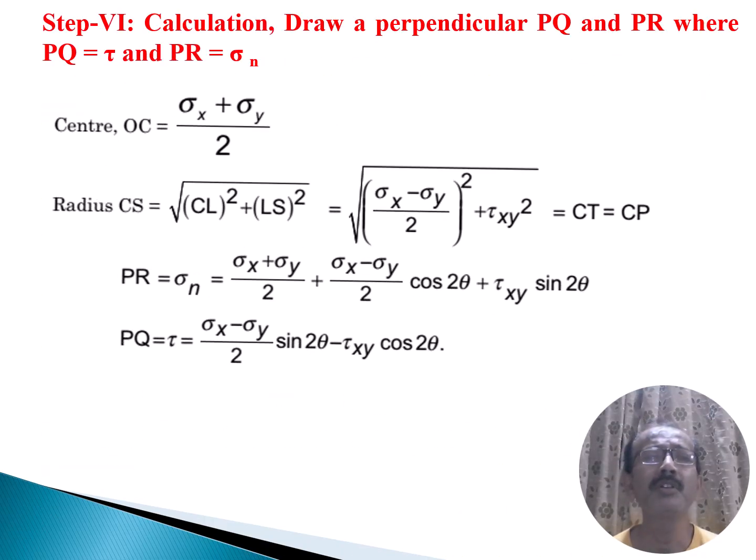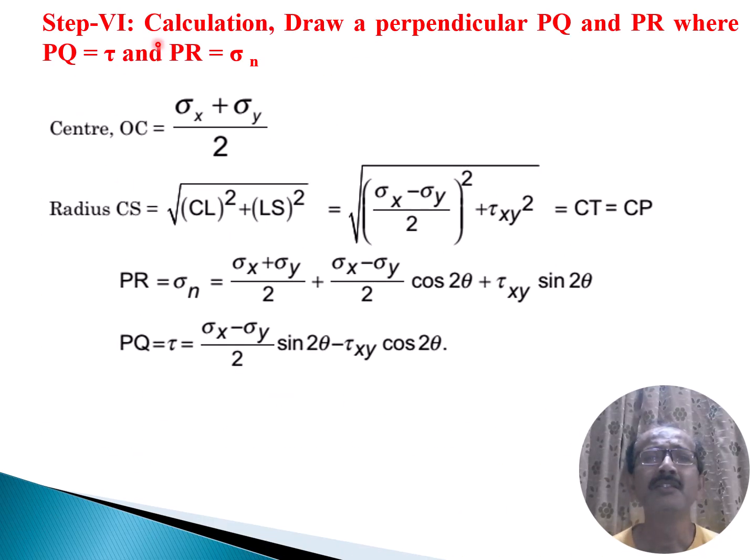Next, step number 6, the calculation: draw perpendiculars PQ and PR, where PQ equals tau and PR equals sigma n. The center is OC equals sigma x plus sigma y by 2, and the radius, from the diagram, is the square root of CL square plus LS square. We put in the values, and we get sigma n and also the value of tau. So this is step number 6.